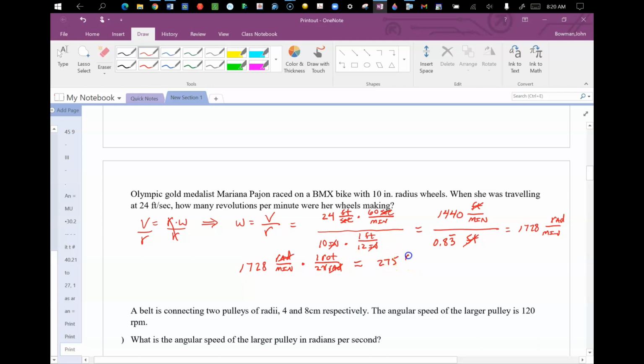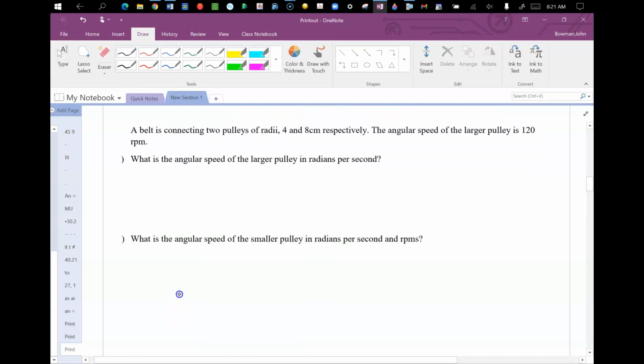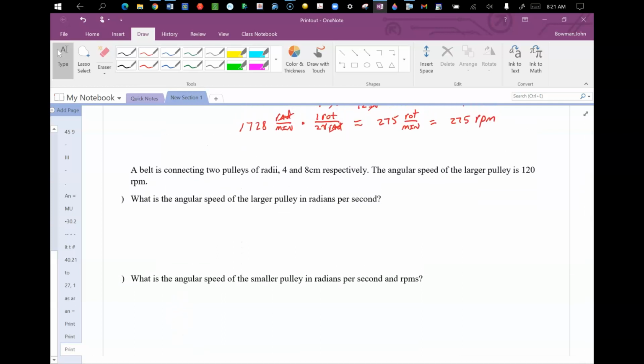275 rotations per minute, or the same as 275 RPMs. In this next problem, we're going to connect two pulleys, or basically like wheels, with different radii with a belt, and we're going to look at the relationship between their angular speeds and their linear speeds.